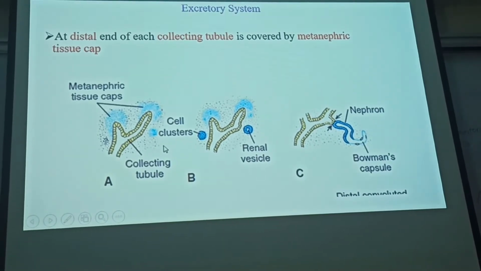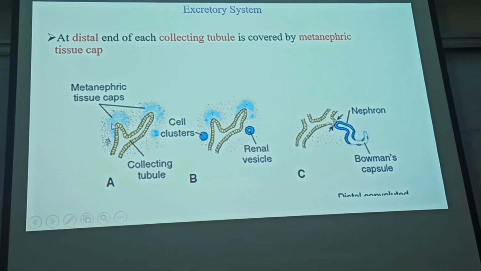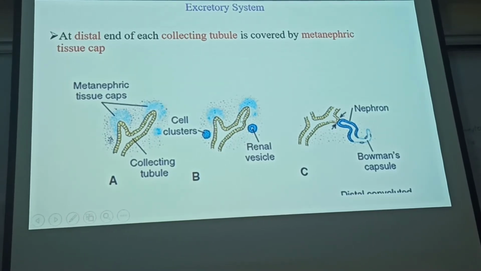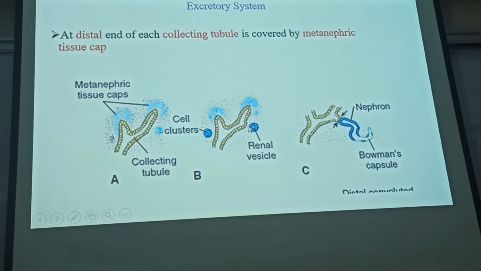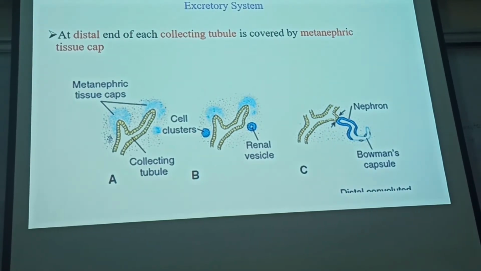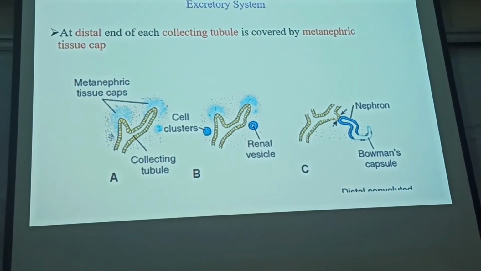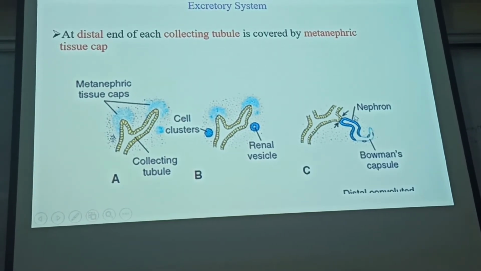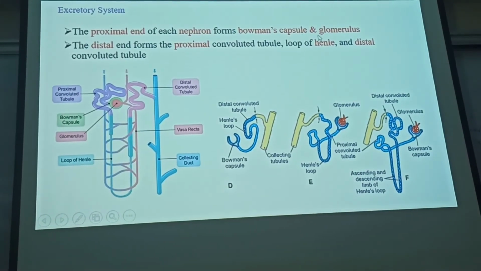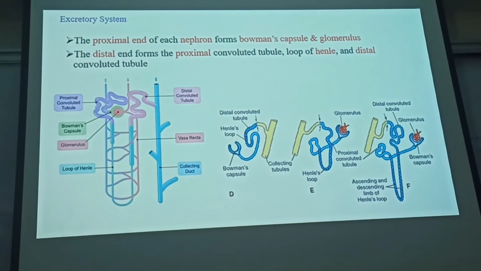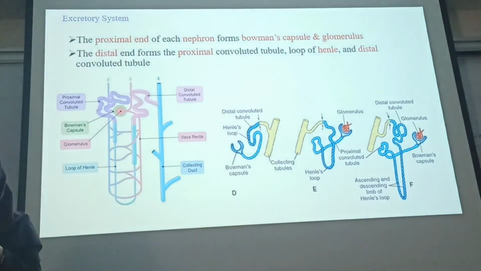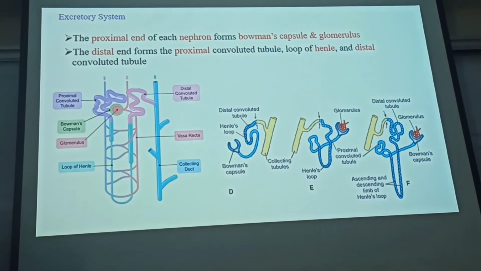The next step, metanephric cap gives rise to renal or nephron vesicles. Renal vesicles. And finally, renal vesicles give rise to nephron unit. The medial or proximal end of each nephron gives rise to Bowman's capsule and glomerulus, and the distal end of each nephron gives rise to proximal and distal convoluted tubules and loop of Henle.